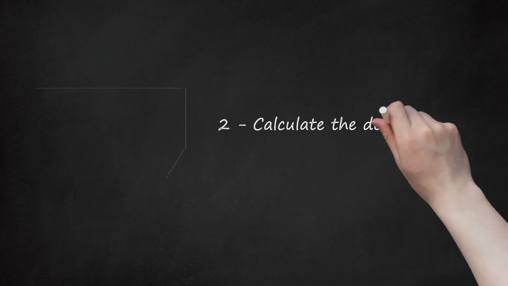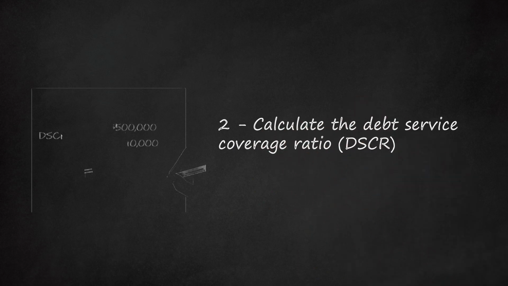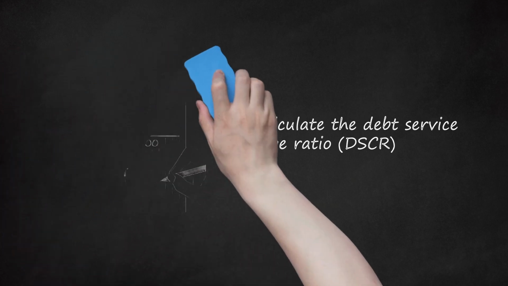2. Calculate the debt service coverage ratio, DSCR. Use this formula: net income divided by total debt service. For example, suppose a rental company generates a net income of $500,000 and has a debt service of $440,000. The debt service represents the total annual mortgage payments on the properties the company owns. The DSCR is calculated with the equation $500,000 divided by $440,000 equals 1.14. The rental company generates 14% more income than they need to service their debts.